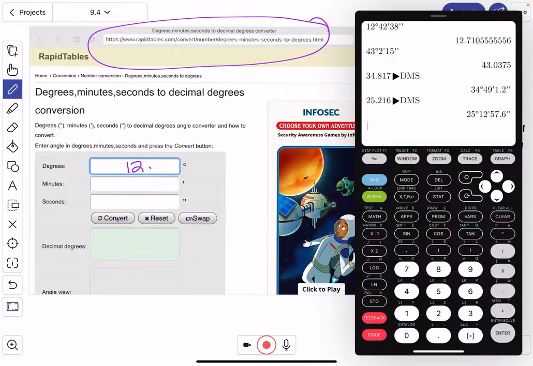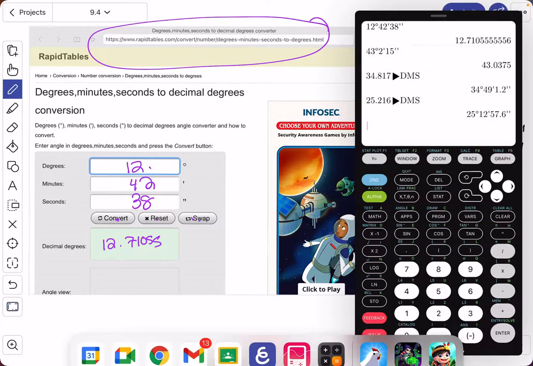Nope, I guess it's not going to be active. Hold on. Well, if you entered the 12, the 42, and the 38, and then hit convert, it would spit out the decimal degrees right here. And then to go in the other direction, you'd hit the swap button.